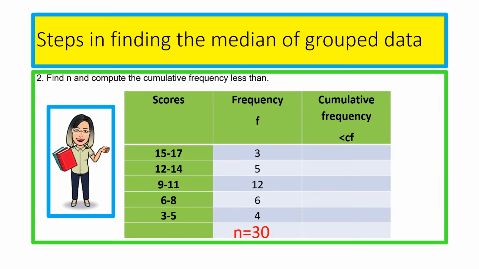So we have 30 minus 3, which is 27. Then we have 27 minus 5 is 22. Then 22 minus 12 is 10. And 10 minus 6 is 4. You will notice at the bottom that we have the same number. If we have the same number, it means that our subtraction is correct.